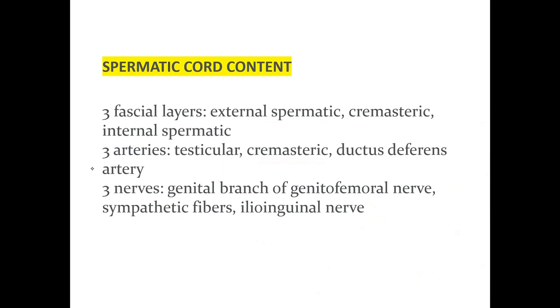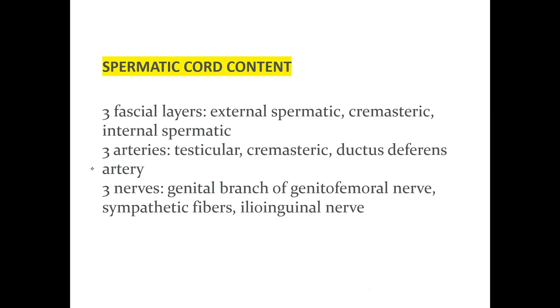Now, when you are asked the contents of the spermatic cord, remember these threes: three layers, three arteries, three nerves. The three fascial layers are the external spermatic fascia, derived from the external oblique aponeurosis, the cremasteric fascia, derived from the internal oblique, and the internal spermatic fascia, derived from the transversalis fascia. The arteries are the testicular artery, the cremasteric artery, and the artery to the ductus deferens, that is, the artery to the vas deferens.